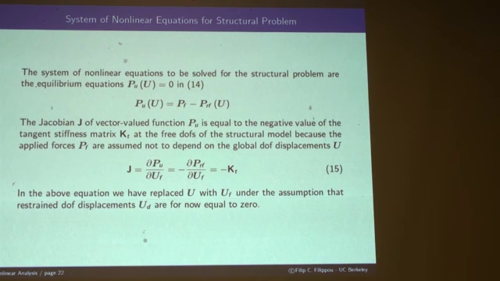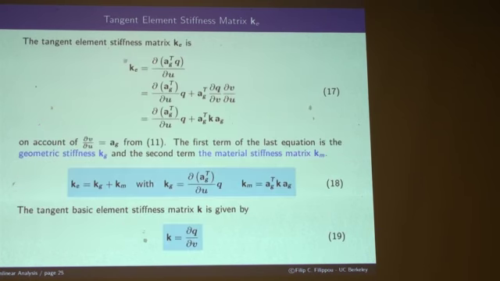All right. The Jacobian requires that you form the partial derivative of the resisting forces R with respect to the displacement U. How are we going to calculate that? Partial derivative of the resisting forces R with respect to displacement U. All right, let's go look at it.